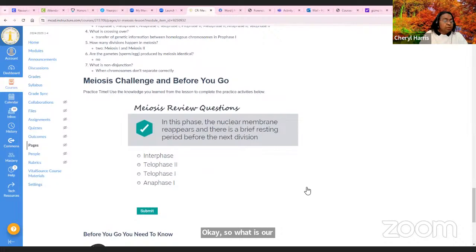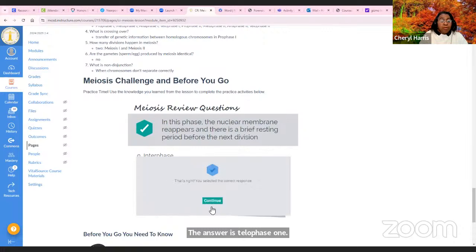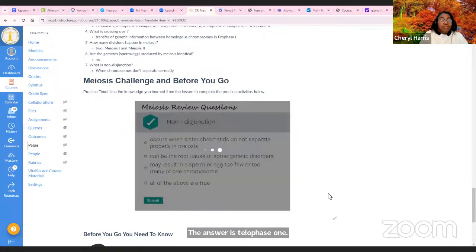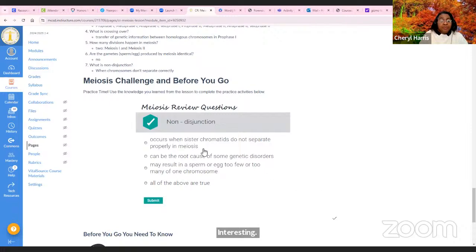The answer is telophase 1. Okay, interesting. It should have been interphase. There is an interphase. There's a resting period.